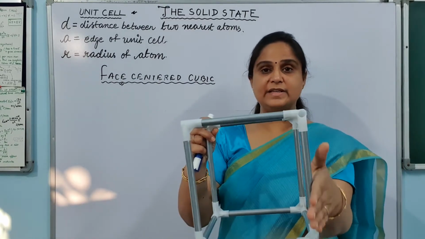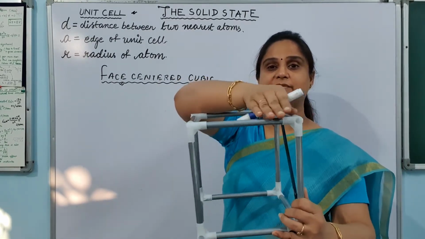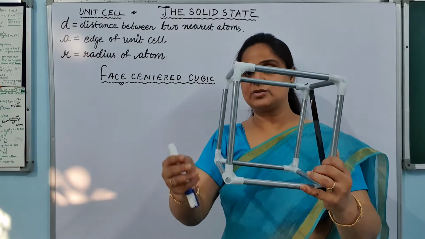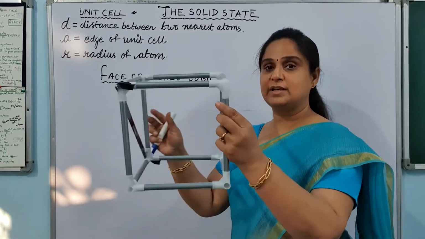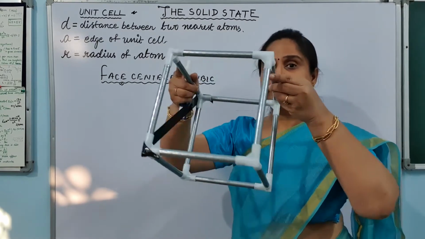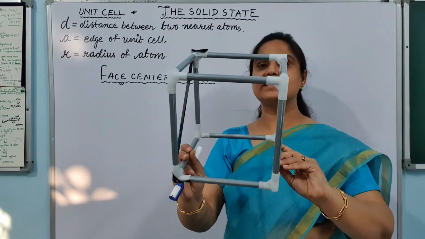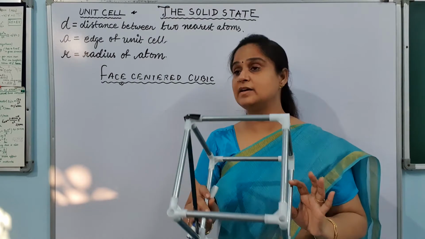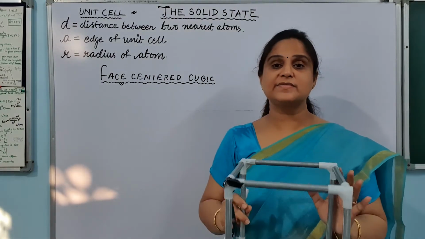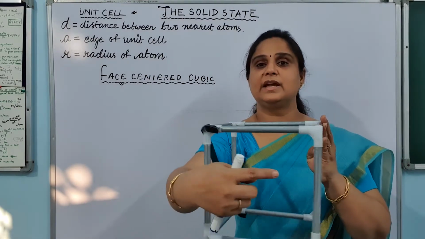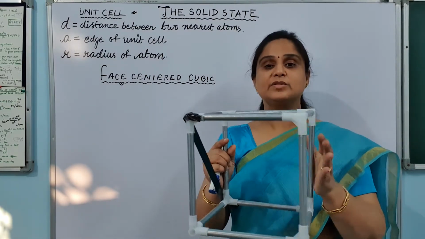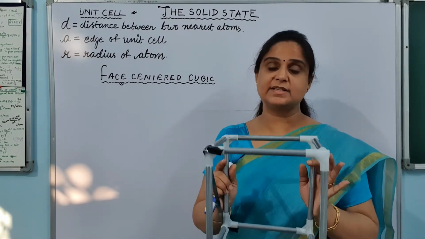This is one face. This is another face. This is another face. So we can see 1, 2, 3, 4, 5 and 6. These are the 6 faces in a cube. So we have 6 faces in a cube: upside, downside, and 1, 2, 3 and 4 sides for this one. So these are the 6 faces in the cube.